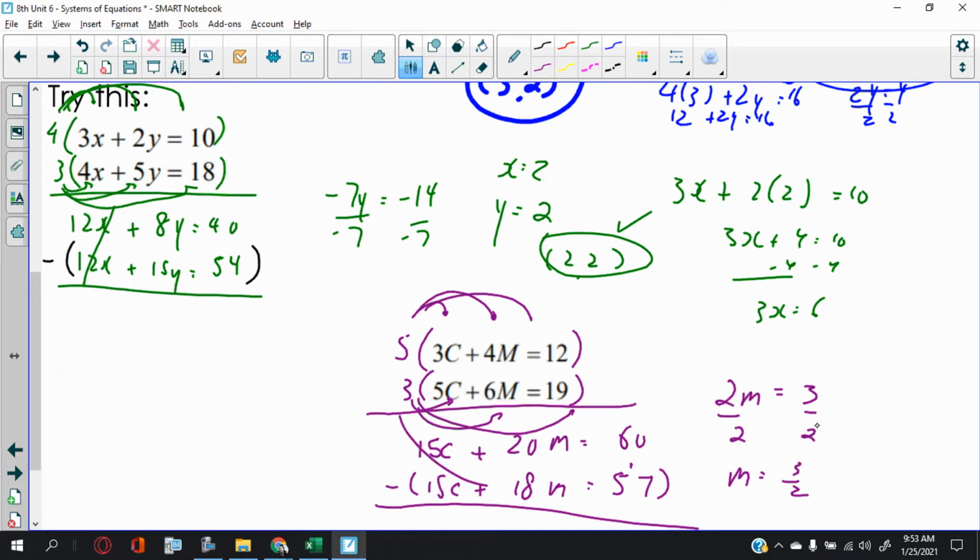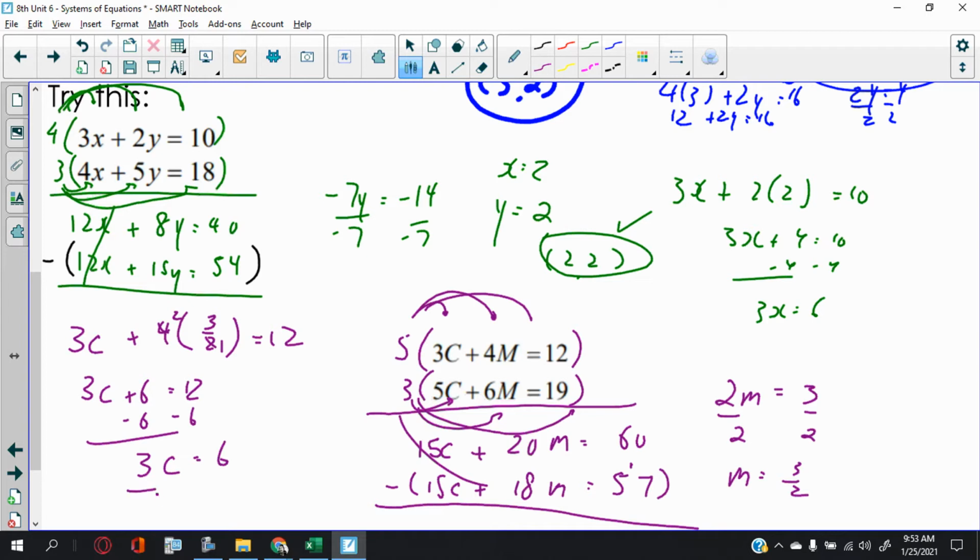All right, double checked. I think I should be right. So let's plug that in. I'll do it for the first one. So 3c plus 4 times 3 halves equals 12. Okay, so 4 times 3 halves, that's 2 times 3, which is 6. Plus 6 equals 12. Minus 6, 3c equals 6. So c equals 2 and m equals 3 halves. All right, and that's it. That's the answer.